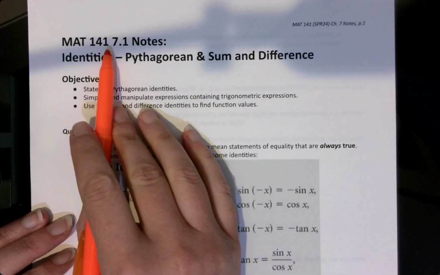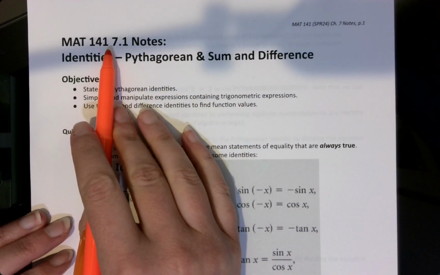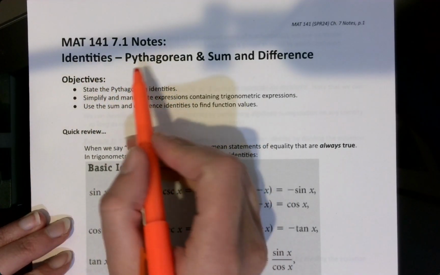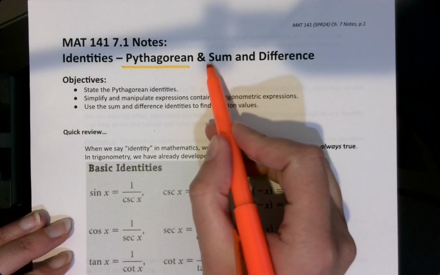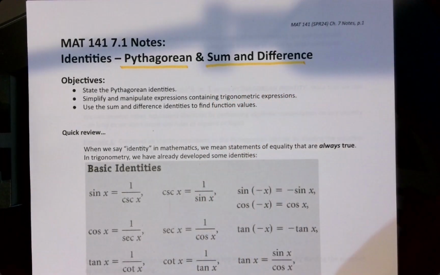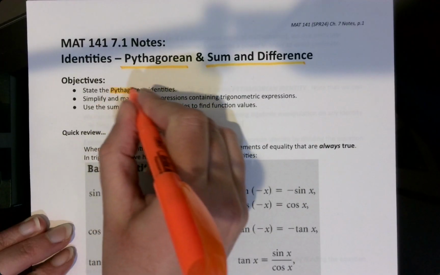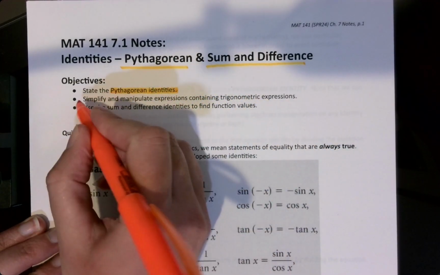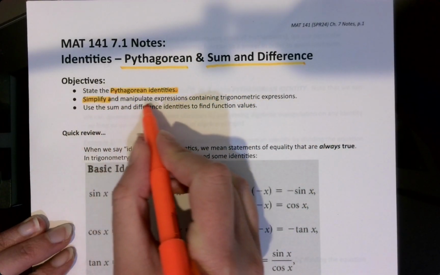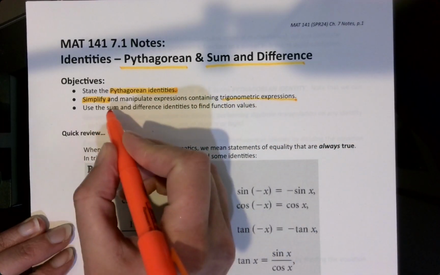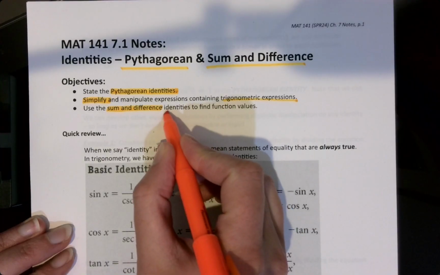In Chapter 7, we're going to look more at trigonometric identities. In the first section here, we're going to focus on the Pythagorean and the sum and difference identities. Our objectives are to state the Pythagorean identities, to simplify and manipulate expressions that contain trigonometric expressions, and then to use the sum and difference identities to find function values.